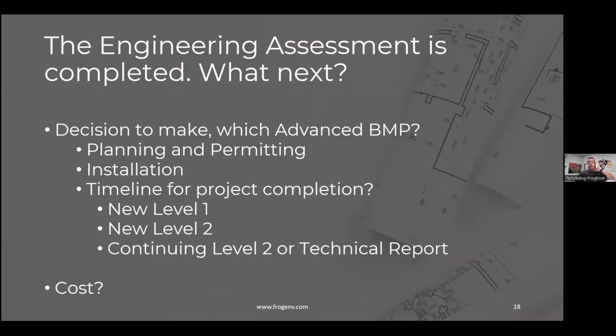Timeline for the project completion: new level 1, new level 2, continuing level 2, or technical report. So that's all. You have these exceedances as you become a level 1. Well, knowing that we could be up to a year or 2 years permitting and planning, if you're a level 1 that's not even close, meaning you're over 30% over your limit, you need to start that process now, or you're going to hit level 2 and then start the process.